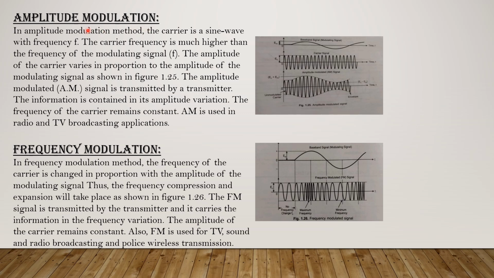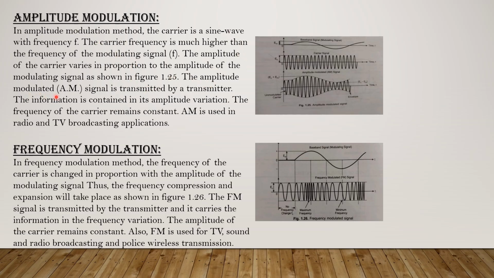Here, in the amplitude modulation method, the carrier is a sine wave with a frequency. The carrier frequency is much higher. Here we can see very easily in the diagram, the carrier frequency is much higher than the frequency of the modulating signal. The amplitude of the carrier varies in proportion to the amplitude of the modulating signal, as shown in the figure. We can see very clearly what is happening in amplitude modulation.